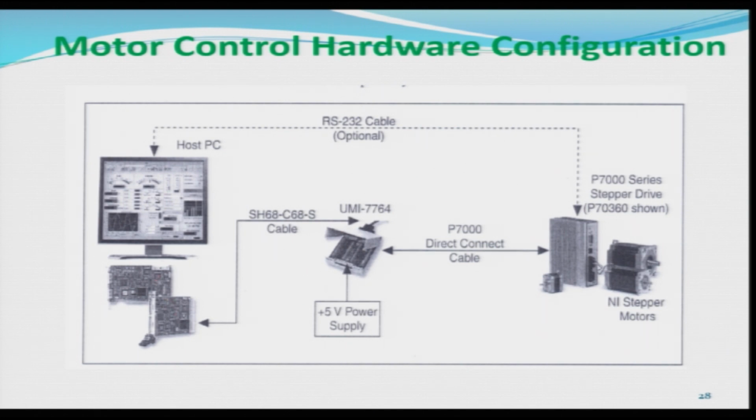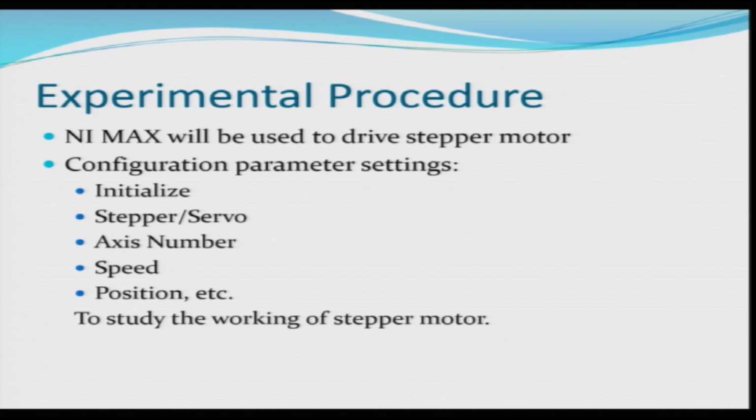This motion control card sits in the host PC, and the LabVIEW platform is used for its programming. This is the UMI 7764, which I was saying we have to use as interface, and then we are using this stepper drive and a stepper motor, and there is an RS-232 communication protocol. While experimenting with LabVIEW and using the motion control card, we will use NI MAX to drive the stepper motor. We will use the configuration parameter settings, initialize the hardware, select the stepper mode and axis number, change the speed and position, and study the working of the stepper motor.